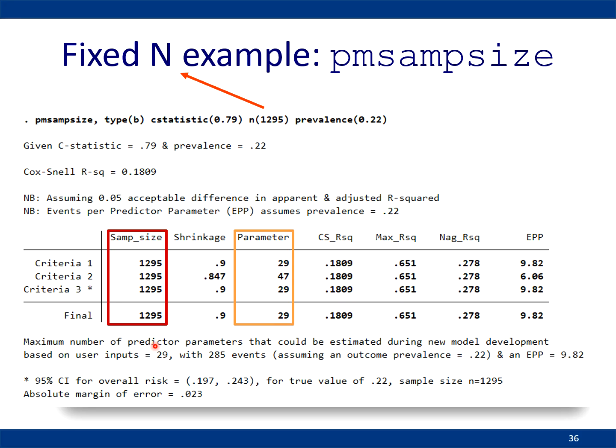And we can see that instead we're now estimating how many candidate parameters we might be able to consider. And we can see that in this case criteria 1 wins out. So this is driven by achieving a particular level of shrinkage, 0.9 in this example. And we can see based on the prevalence that we should have 285 events in our sample, and we can estimate 29 predictor parameters using this fixed sample size.